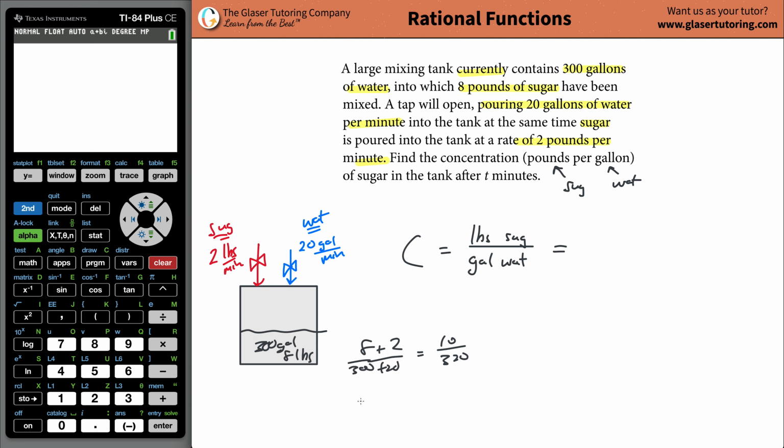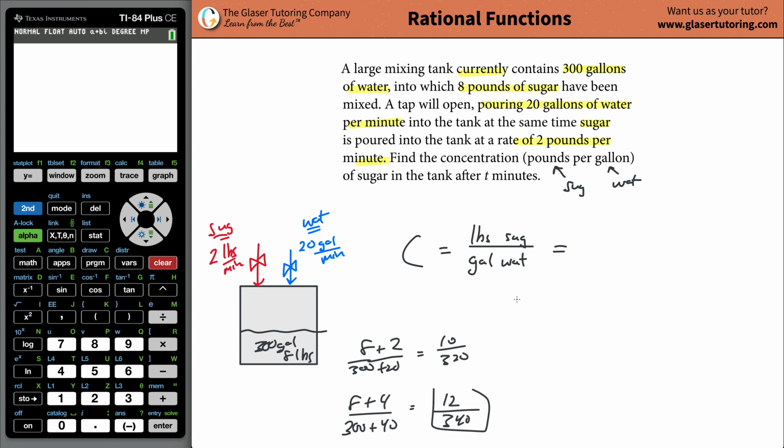Now, what happens after 2 minutes? Well, after 2 minutes, you still have the 8 pounds of sugar. And now you're adding, every single minute, 2 pounds of sugar. So you're going to have a total of 4 pounds added, for a total then of 12 at the end. And the same thing with the water. It's going to be 300 plus 40, because you're adding 20 gallons every single minute. After 2 minutes, you're going to add 40. You already started with 300. So you're going to be ending there with 340 gallons of water, and you have 12 pounds of sugar. And that's the concentration at 2 minutes, right?